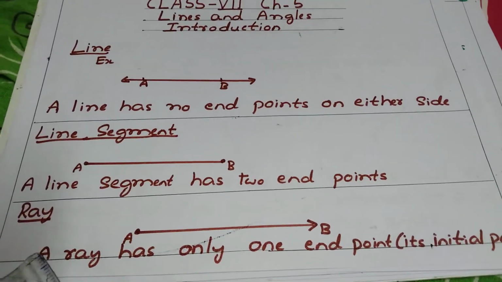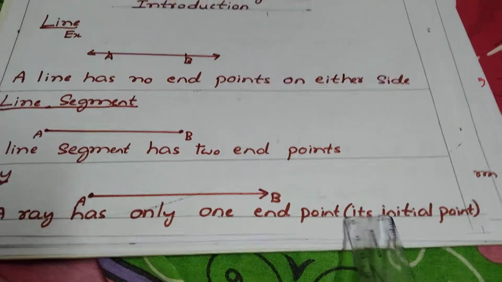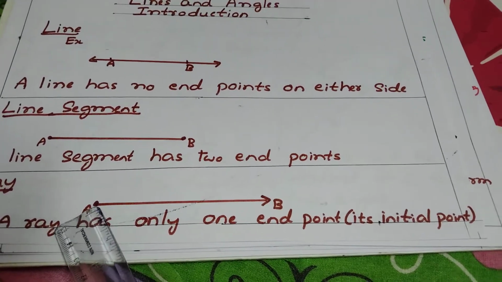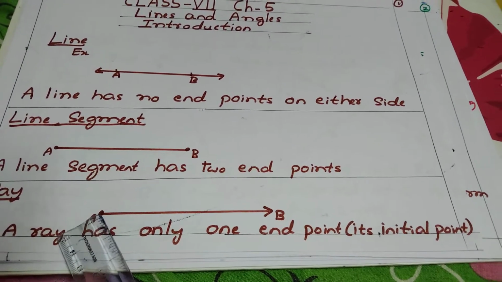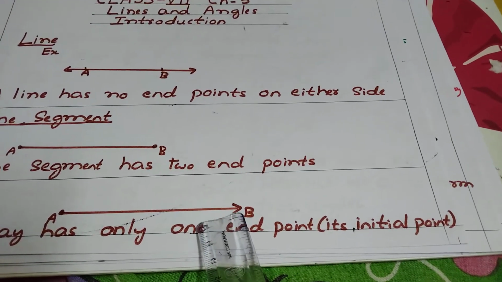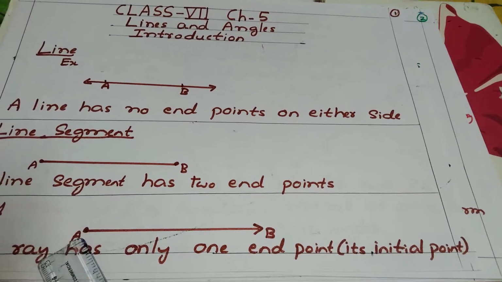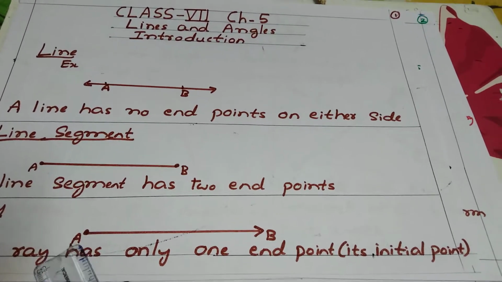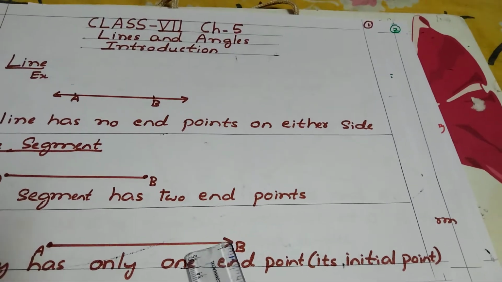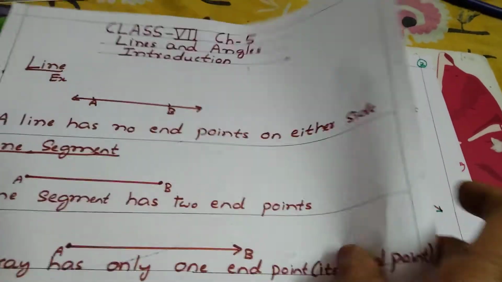Ray. What is a ray? A ray has only one end point, that is its initial point. See, if we put a dot like this, it is the end point. If we put an arrow mark, it is endless. That is continuation, like that. So in a ray, only the initial side has an end point and there is no end point at the end side, like that.